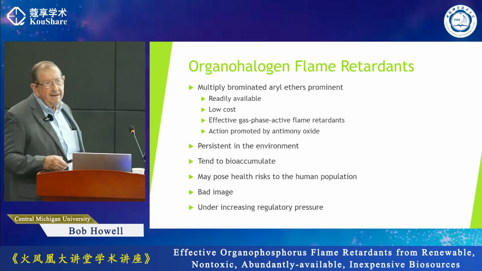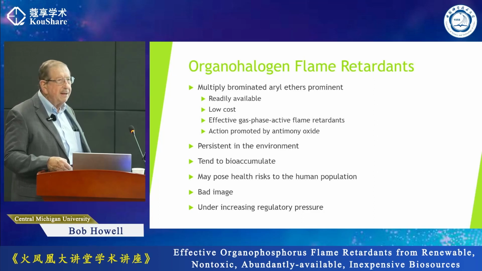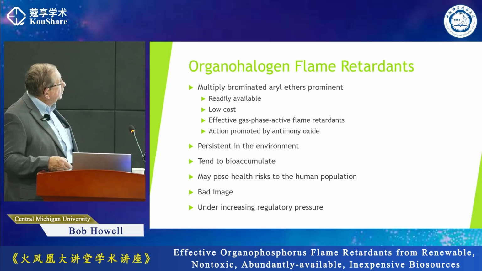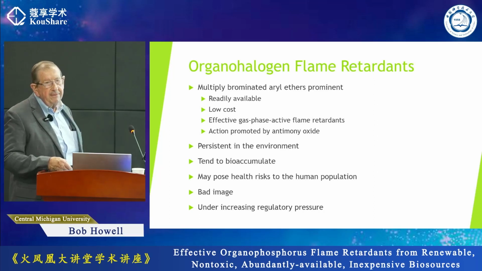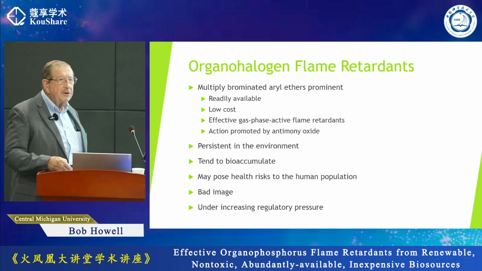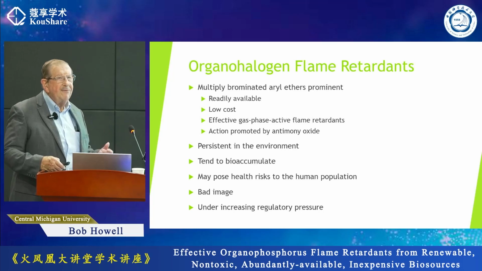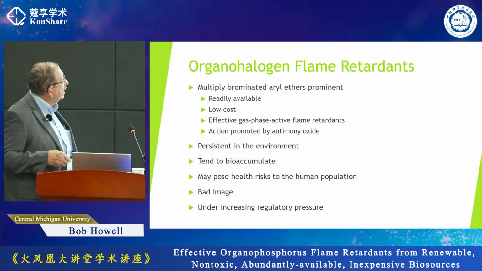The most effective were the multiple brominated aryl ethers. Prior to that, organo-halogen materials, things like the chlorine compounds, were prominent, but they aren't as effective because they degrade at a temperature beneath the temperature at which most polymers degrade. So the aryl ethers have been very common. Diphenyl ether is a byproduct of phenol production, and so it's readily available, very low cost, and it can be readily brominated.